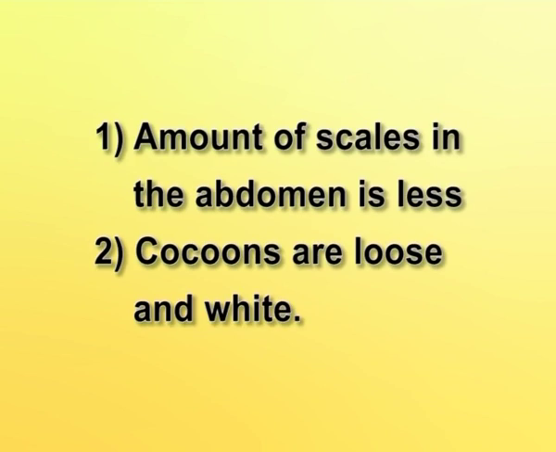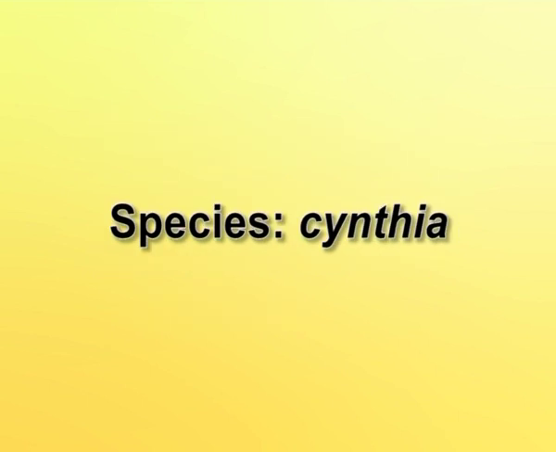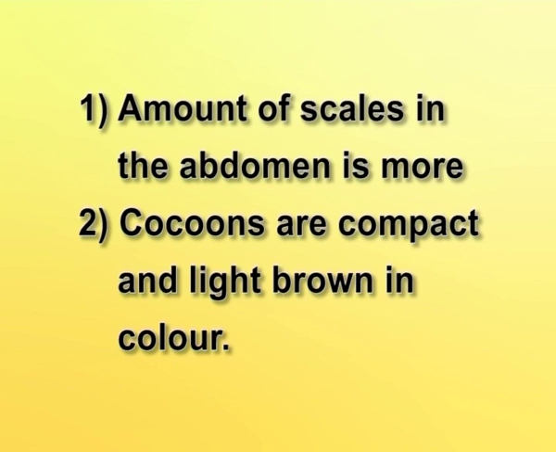Species ricini. Important characters are: amount of scales in the abdomen is less. Cocoons are loose and white. Species cynthia. Characters are: amount of scales in the abdomen is more. Cocoons are compact and light brown in color.